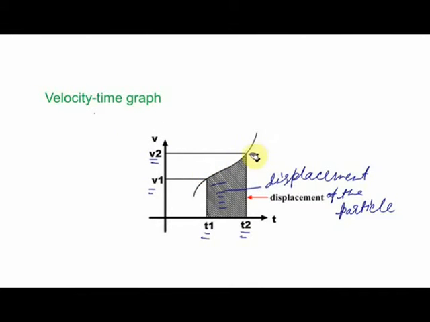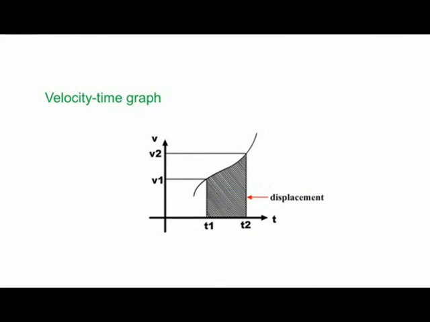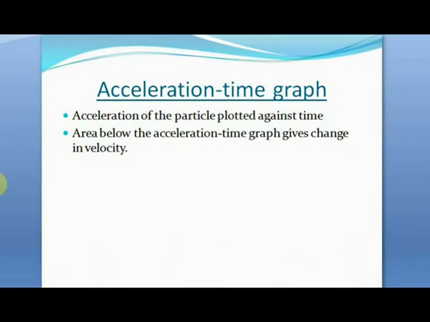Also, the slope of this graph at any given point will give the value of instantaneous acceleration. So now we can say that if the velocity time graph is uniform, that is a straight line, suppose this is the velocity time graph, then the slope is constant, which means that acceleration is also constant. Here, since the graph is not a straight line, it means that the acceleration is varying with time.